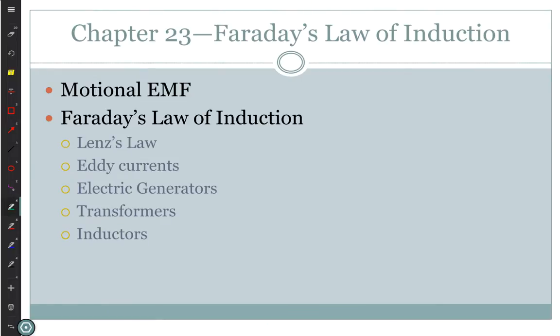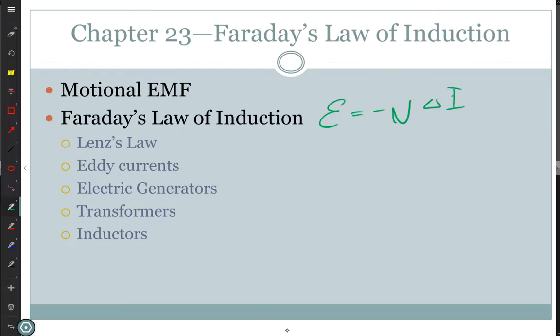Chapter 23, we were looking at how motion could create a voltage. So we had Faraday's law of induction that said the induced EMF is equal to minus N change in magnetic flux over change in time. We did lots of things with that. We saw how if I have a moving wire, it's going to create a voltage difference for the moving wire. If I have a moving loop, it's going to create a current in that loop that depends on the resistance of the loop. Lenz's law.